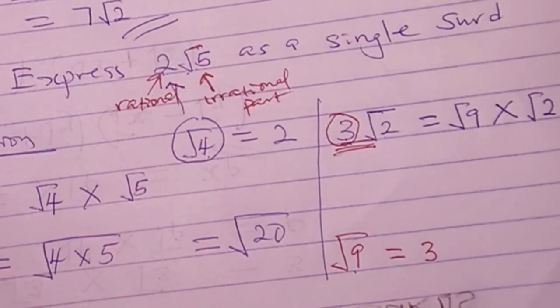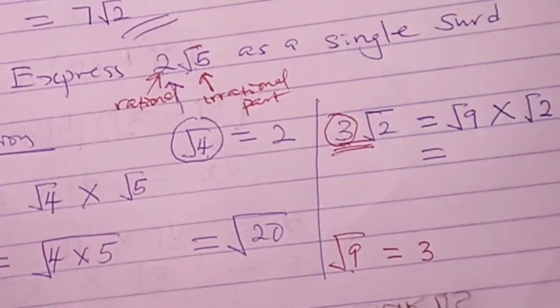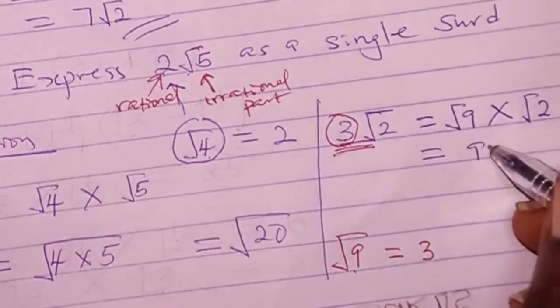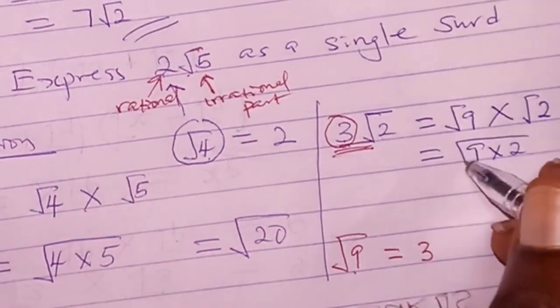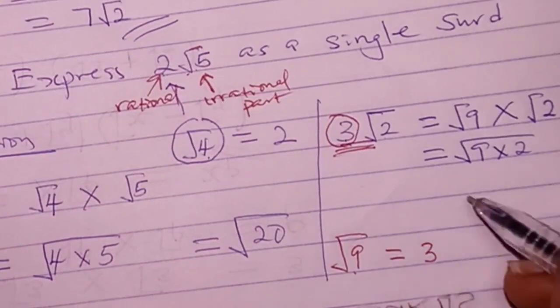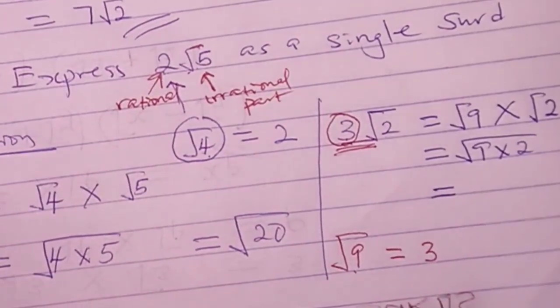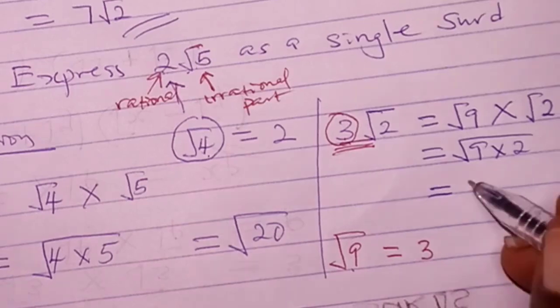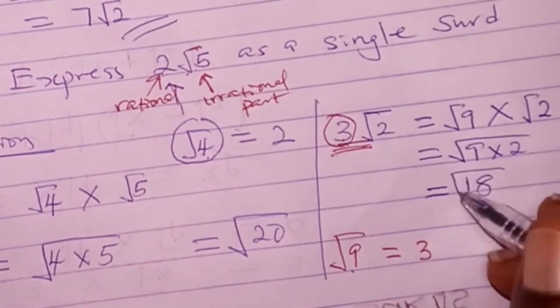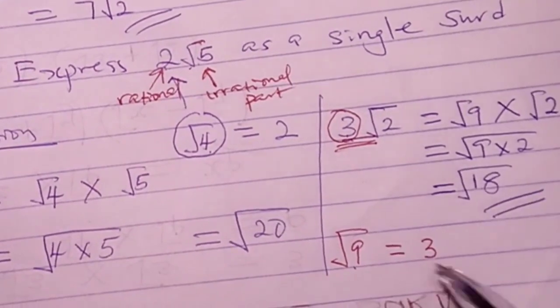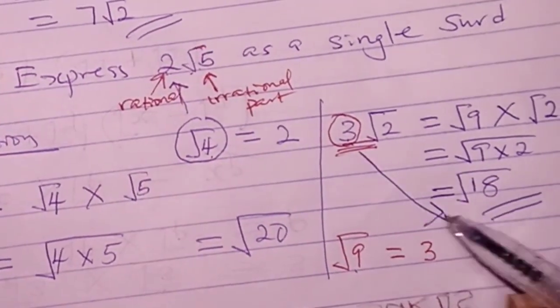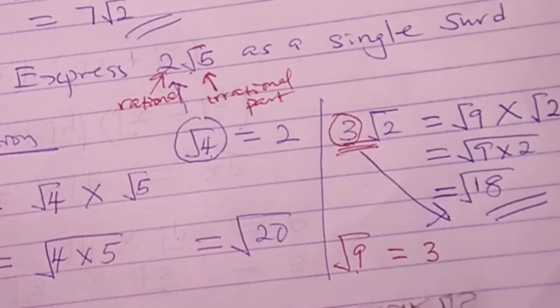So I multiply them out. This is 9 times 2 under the square root, and of course 9 times 2 gives us 18. So I have expressed this as a single surd.